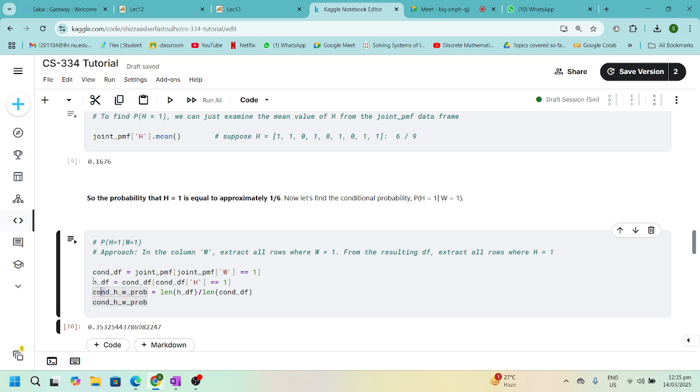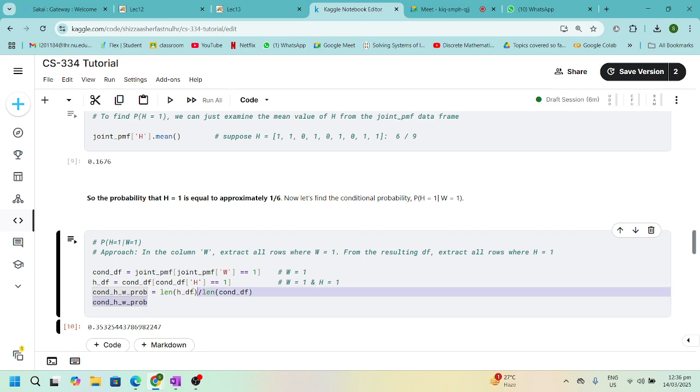I've conditioned on W. After that, from my conditioned data frame where W was equal to 1, I have filtered out those rows where H equals 1 as well. So ये जो H वाला data frame है हमारे पास, इसमें essentially we will have those rows where W is equal to 1 and H is equal to 1. And ये वाला जो conditional data frame है, this contains all the rows where W is equal to 1, right?